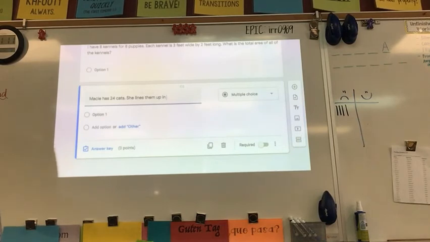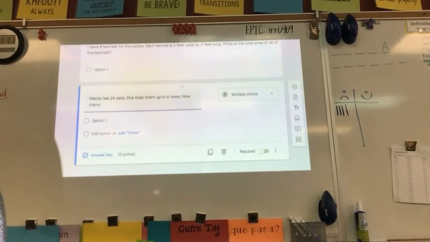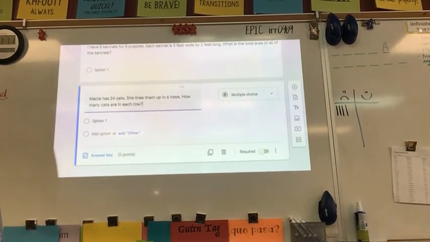She lines them up in 6 rows. That works for me. How many cats are in each row? This one would be a division, right? Was theirs a division? No. Theirs was a multiplication. I'm going to keep it though, because this is a great array division problem.